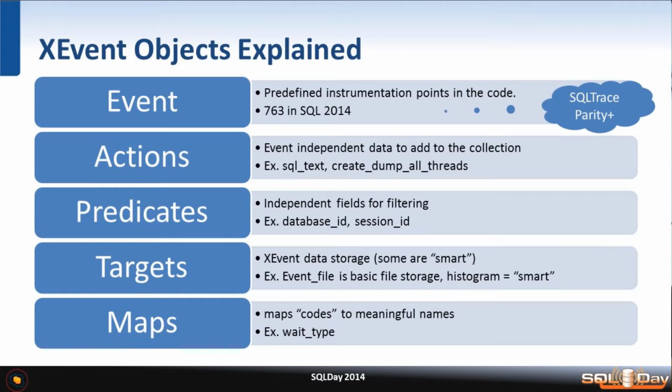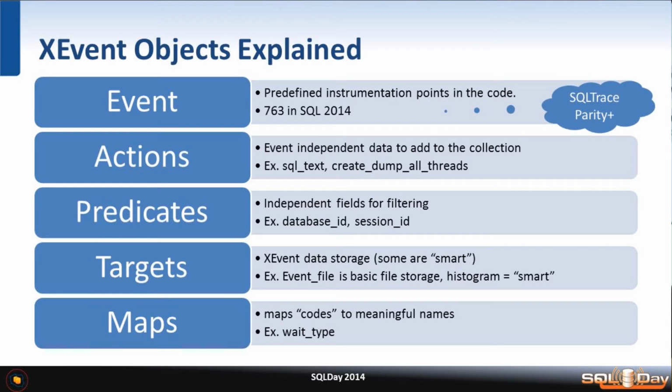First of all, you just have events. And really, an event, in its simplest form, is an instrumentation point in our code. So somewhere in our source code, we say, hey, when this thing occurs in our code, let's fire an event if they're tracing it. As an example, SQL statement completed is when you actually finish running a query. There are 763 events in SQL 2014. And it is at parity with SQL Trace, plus there's a bunch of other things that SQL Trace never had that we've added.